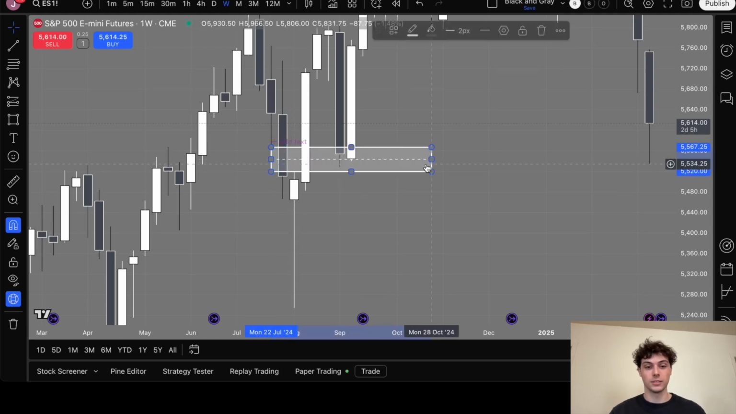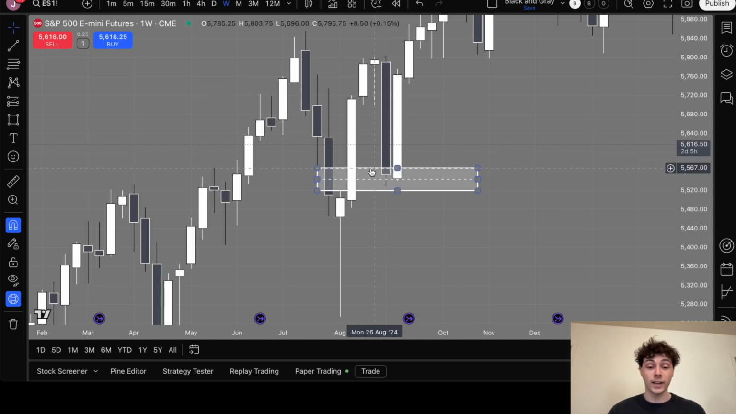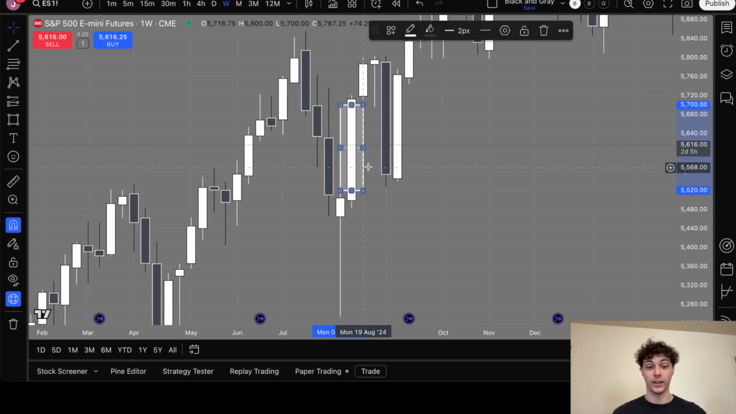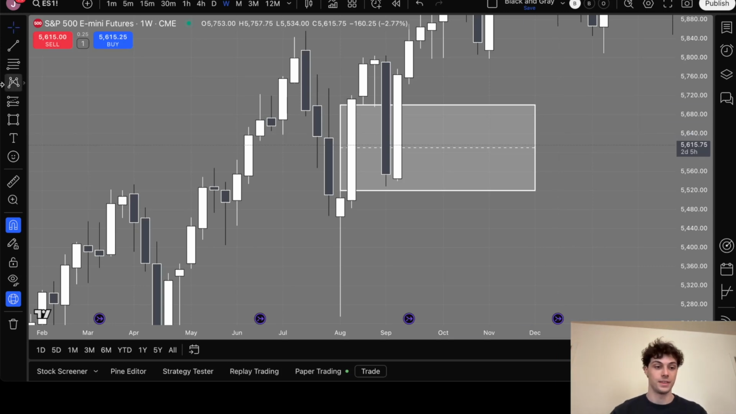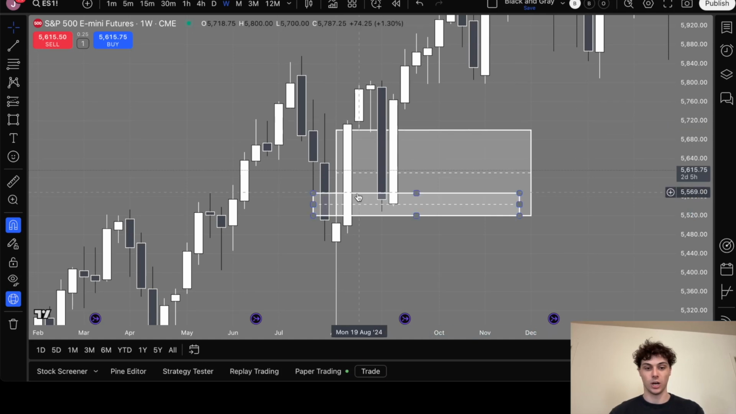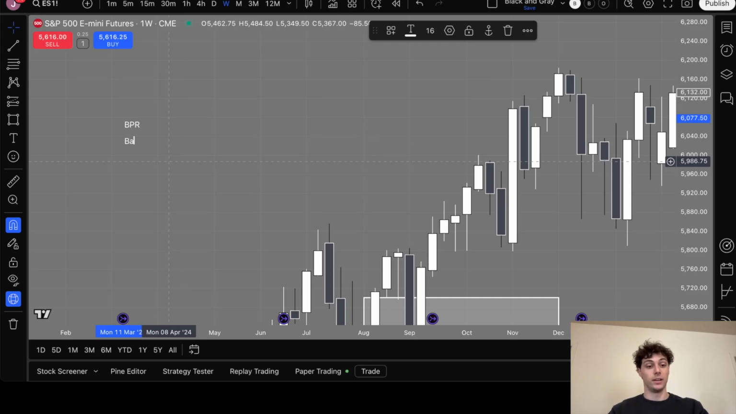But guess what? It got disrespected. It's called, you delete it off your screen and get rid of it. But guess what it did? It created another fair value gap. What does that mean? This little area right here is called a BPR. So a BPR is a balanced price range.